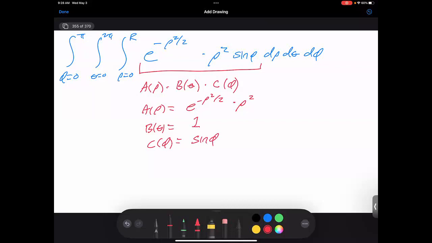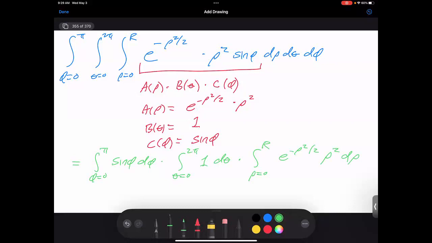And so because of that, I can now write this as the integral phi goes from 0 to pi of sine of phi d phi, times the integral theta goes from 0 to 2 pi of 1 d theta, times the integral rho goes from 0 to r of e to the minus rho squared over 2, rho squared d rho.